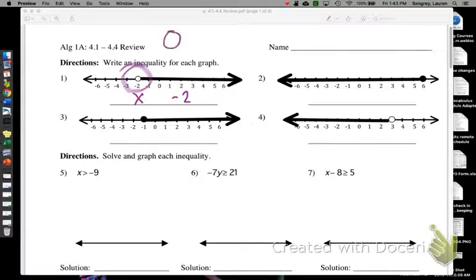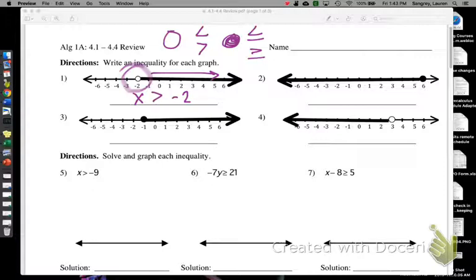Open circles would either be less than or greater than. Closed circles would be less than or equal to or greater than or equal to. So since this is an open circle and the arrow is going to the right, it's going to be all the numbers greater than -2.